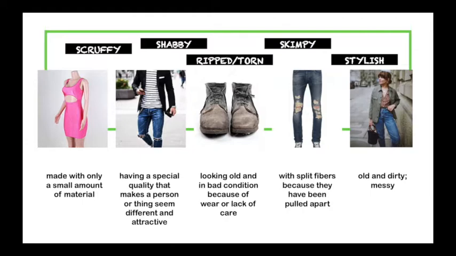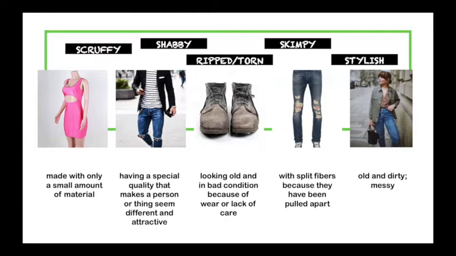For the first picture, we see a dress, and the definition is made only with a small amount of material. For the second picture, we see someone walking, wearing special types of clothes, and it says having a special quality that makes a person or thing seem different and attractive. Then we've got that pair of boots, looking old and in bad condition because of wear or lack of care. And it goes with a rhyme there.